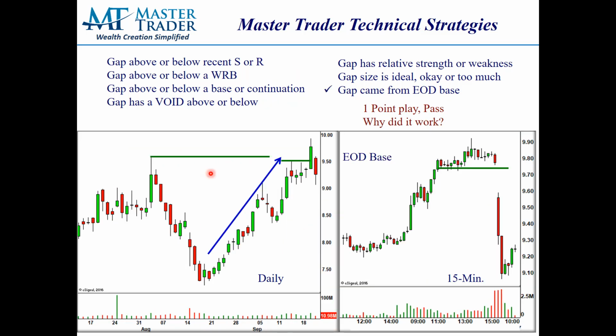All right, a 1-point play. We're definitely passing on this. It was a breakout failure. There's some shock here, but it didn't gap under the wide range bullish bar. It didn't clear the bottom of the base here. It didn't get below support or a continuation pattern. It doesn't have a void. It didn't have the relative strength to weakness. It isn't ideal. It did come from an end of day base.